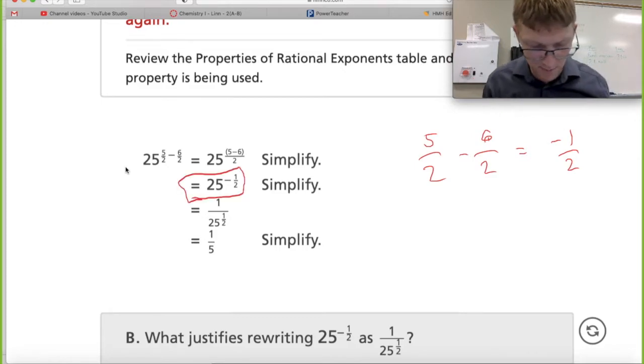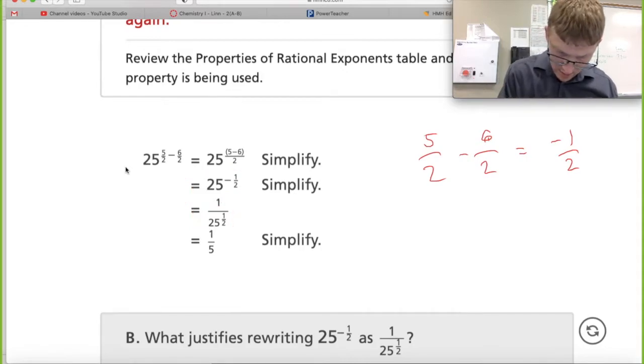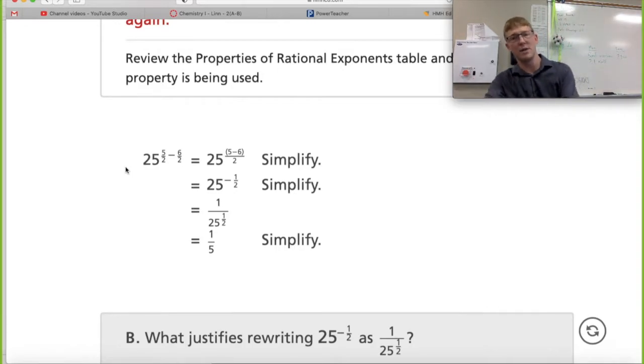Remember, I mentioned when you have a negative exponent, it just goes down into the denominator and it becomes positive, and then you just simplify from there. The square root of 25 is 5, and so our answer is 1/5.